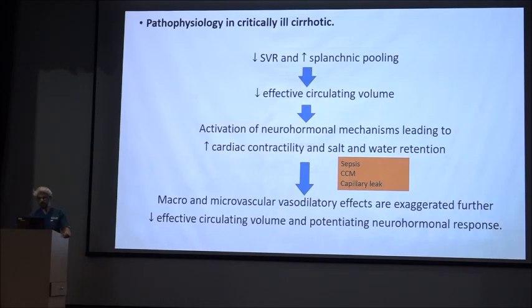So these patients usually have decreased SVR with increased splanchnic pooling, which leads to a decrease in the effective central circulating volume, which is compensated by activation of the neurohormonal mechanisms, leading to increased cardiac contractility and salt and water retention. On top of that, if they have an episode of sepsis, the micro and macrovascular vasodilatory effects are exaggerated further, which leads to a decrease in the effective circulating volume and potentiates the neurohormonal response.